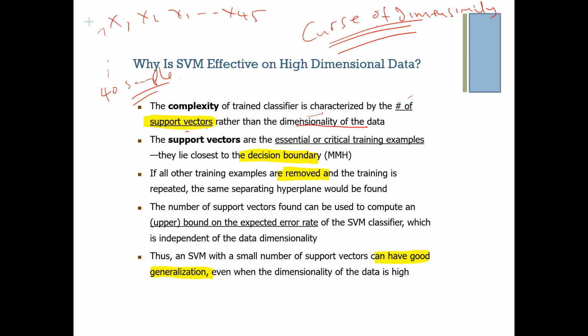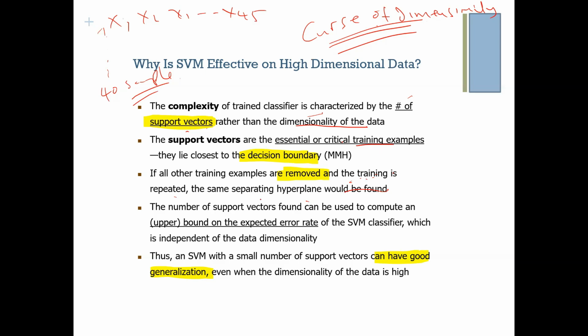So when the training is done and we identify support vectors, we practically ignore the actual training data irrespective of the dimension. The identified support vectors are what we use for the next stage. The support vectors are the essential or critical training examples that lie closest to the decision boundary. Also, if all other training examples are removed and the training is repeated, the same separating hyperplane will be found. That's another unique possibility. Even if you retrain the system using only the support vectors, you still arrive at the same decision boundary that you achieve using the entire training set.